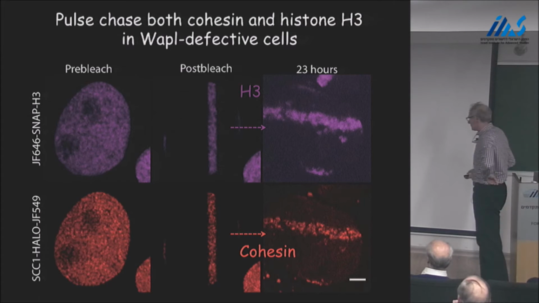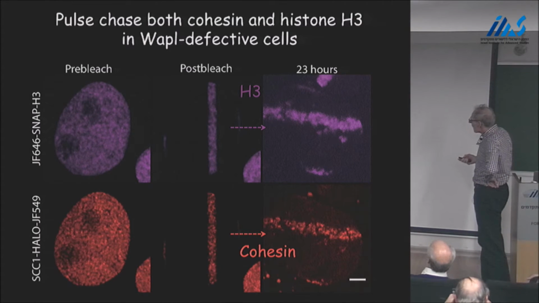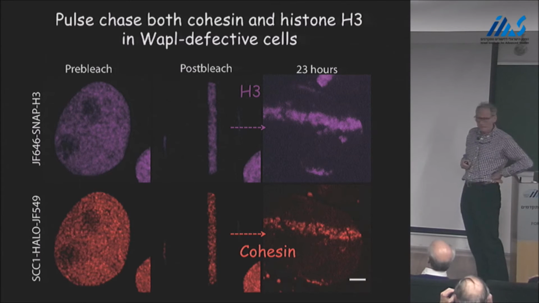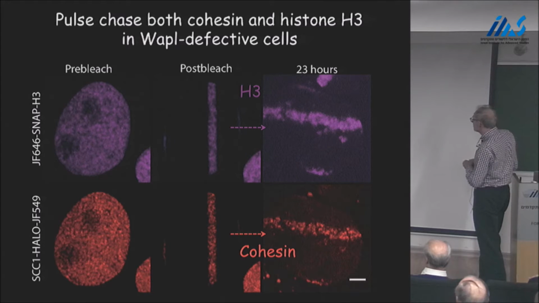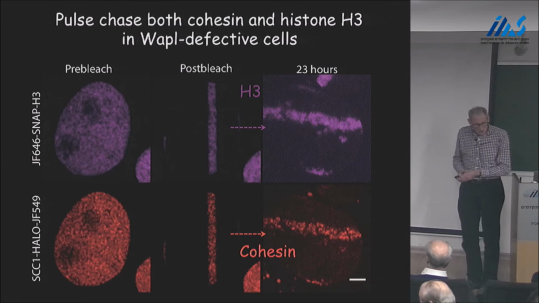Okay, now, so here's the experiment. We've got these cells, and here we've in fact got the halo-tagged SEC1, and we've got a snap-tagged histone H3. And we do this pulse chase experiment with two different dyes, and what we do is we bleach all of this and all of this. So we basically end up with two little strips. The same strip is either labeled with the snap tag for H3 or for the cohesin, okay?